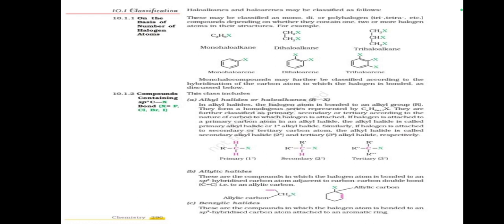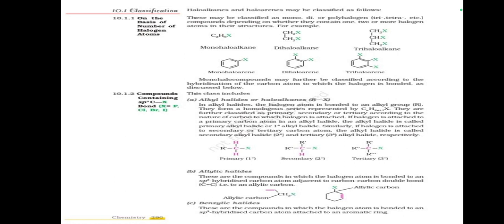Classification on the basis of number of halogen atoms. Haloalkanes and haloarenes may be classified as mono, di, and polyhalogen, tri, tetra, etc. compounds depending on whether they contain one, two, or more halogen atoms in their structures. For example, monohaloalkane, dihaloalkane, trihaloalkane, monohaloarenes, dihaloarenes, trihaloarenes. Monohalo compounds may further be classified according to the hybridization of the carbon atom to which the halogen is bonded, as discussed below. Compounds containing sp3 C-X bond.